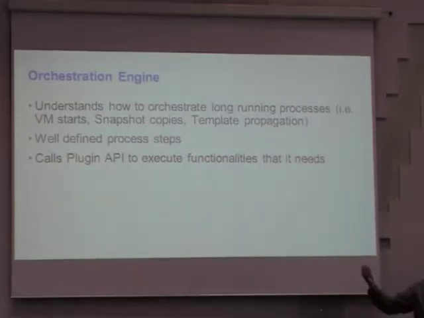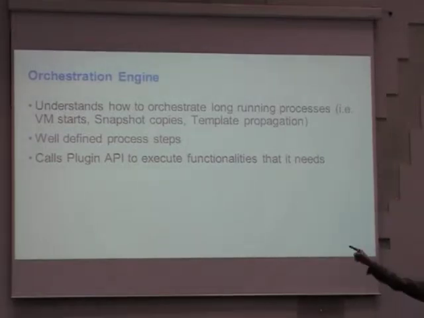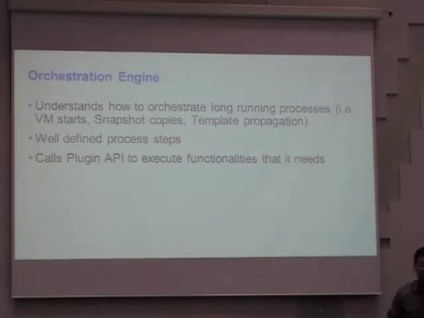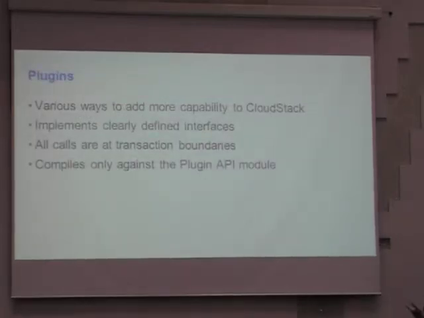And typically, these are well-defined processes. For example, if I want to start a VM, I need to know which hypervisor it's going to be on, where the root disk is, et cetera, et cetera. And so that's what the orchestration engine does. And of course, it calls the plugin API to ask what it's supposed to do. The more interesting part is, what are these plugins?